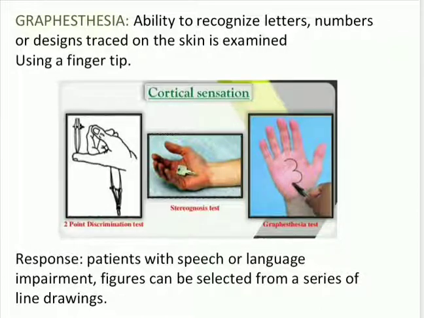Next, graphesthesia. The therapist will draw letters, numbers or a design on the palm of the patient's hand, and the patient will verbally tell the figure. If the patient has any speech or language impairment, he can select from a series of line drawings.